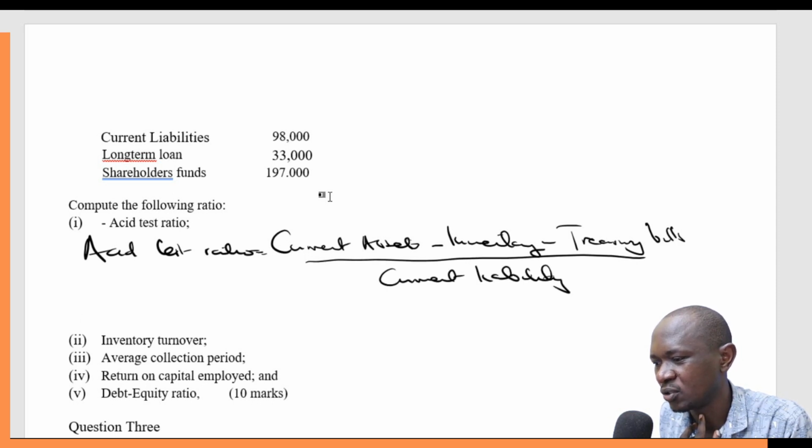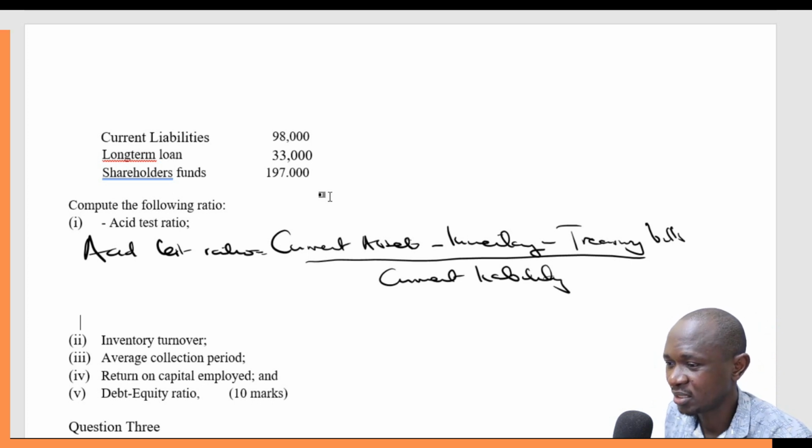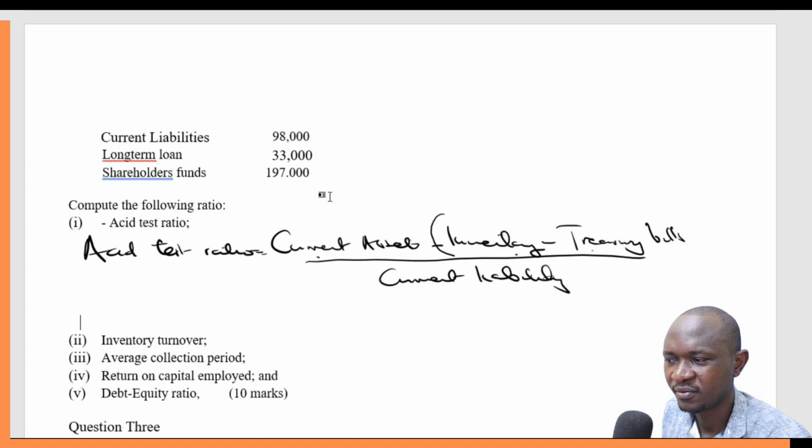When we talk about liquidity ratios, what stands out are the current assets and the current liabilities. In fact, we have a ratio that simply talks about current assets and current liabilities, and there's a name for it. For now, we have the acid test ratio, which is current assets minus inventory minus treasury bills over current liabilities. We deduct inventory and treasury bills because our interest is in how fast we can meet the immediate maturing bills. How fast. That's why, even from the name, you can see acid test.